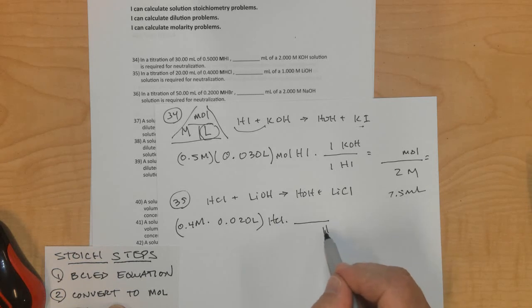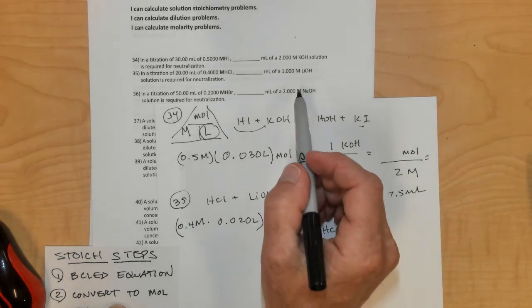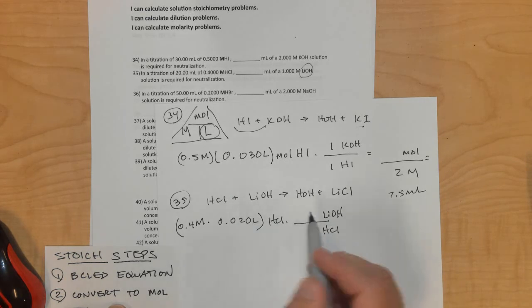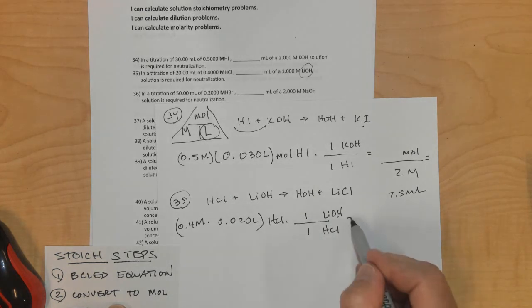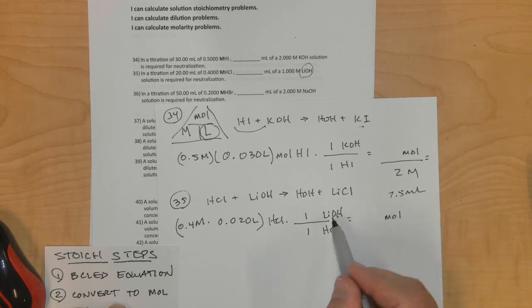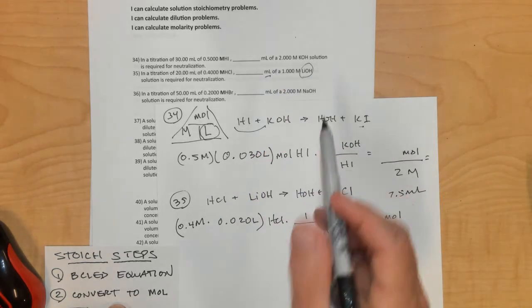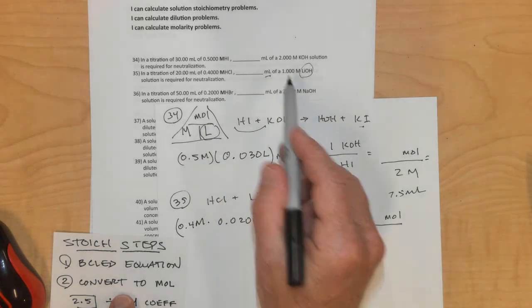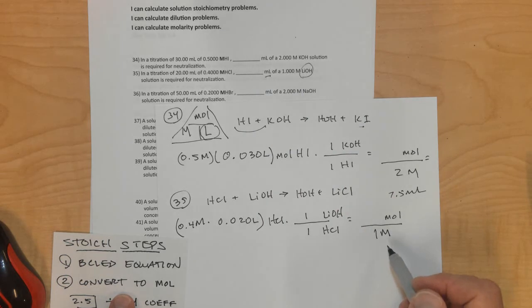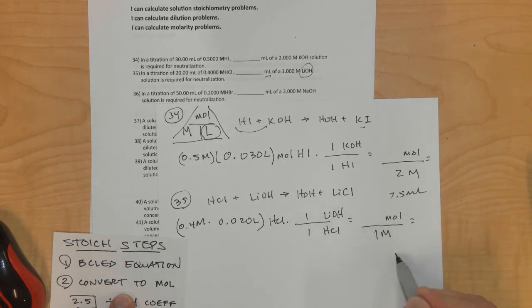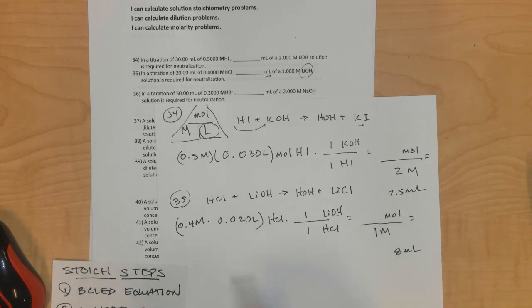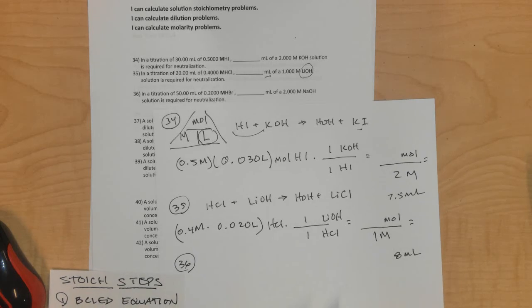Put a multiply sign, put a line, put HCl in a position where it's going to cancel. And then I want to know how much LiOH is going to be produced, so put that as my new set of units. It's a 1-to-1 ratio. This will give me my moles of LiOH that are needed. It wants to know volume, so I would take moles and divide it by the molarity, so this number would be divided by 1 molar. And I believe when this one's done, it ends up being 8 milliliters for the answer. It'll give you the answer in liters, but make sure you convert it to milliliters.